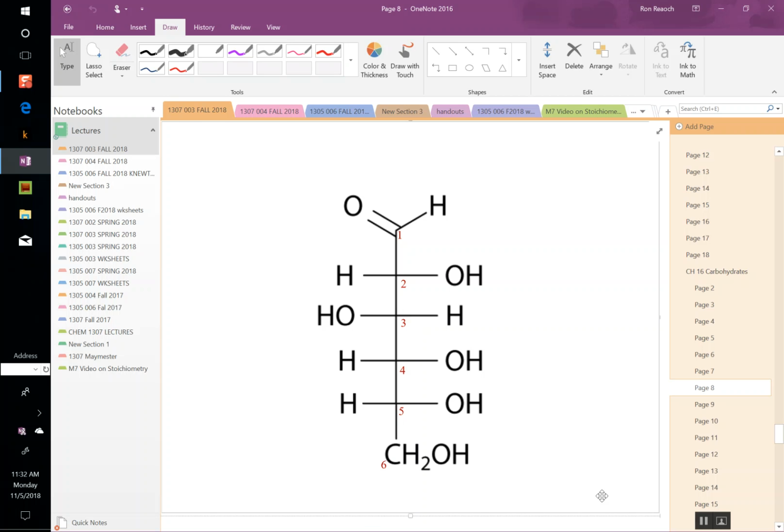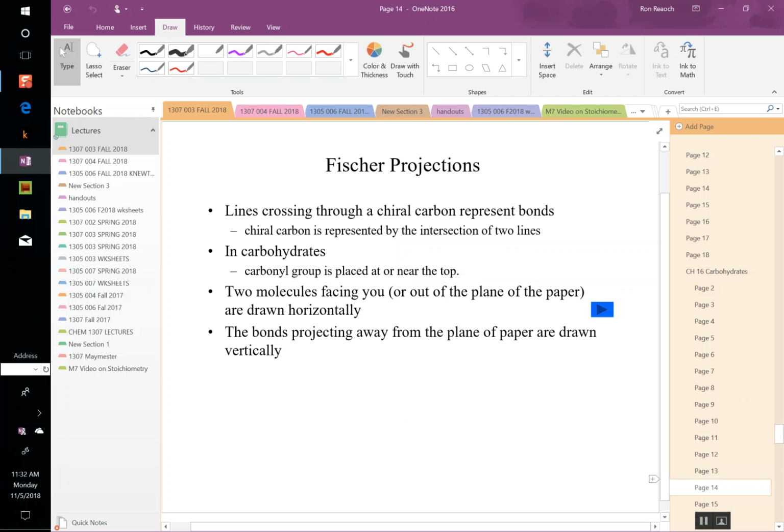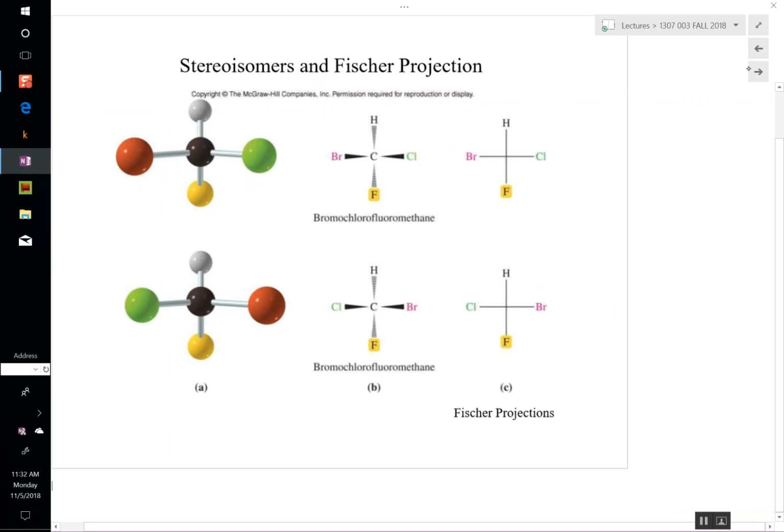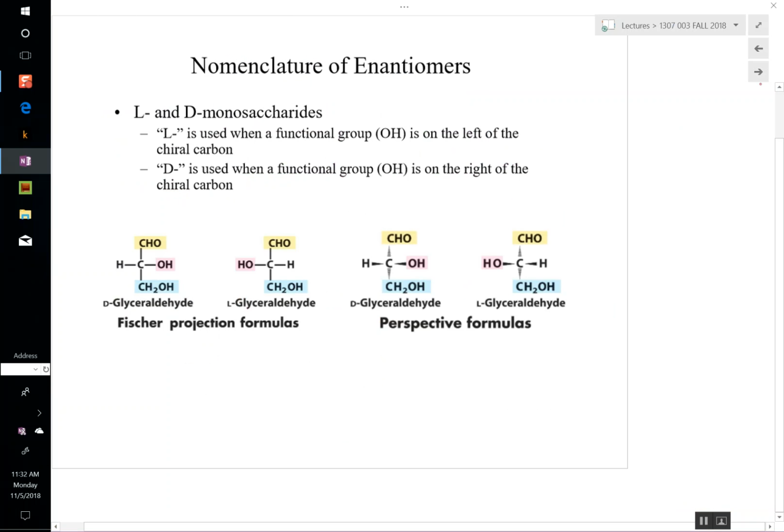All right. So let's go on here a little bit. So Fisher projections. Lines crossing through a chiral carbon represent bonds. The carbonyl group is placed at or near the top. Two groups facing you, or out of the plane of the paper, are drawn horizontally. So that's the OH and the H. All right, so we're seeing these Fisher projections.